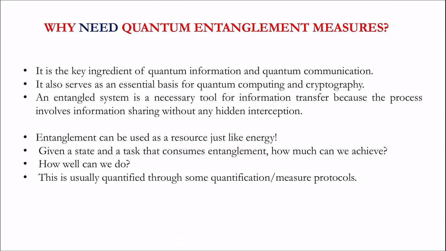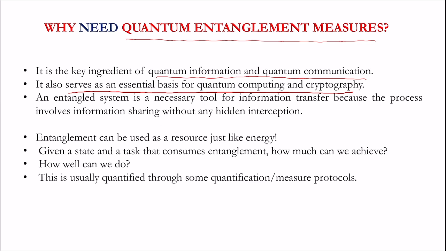Now the question is why we need quantum entanglement measures. First of all, it is the key ingredient of quantum information and quantum communication. Quantum entanglement measures serve as an essential basis for quantum computing and cryptography. An entangled system is a necessary tool for information transfer because the process involves information sharing without any hidden interception, which is basically the need. That is why quantum cryptography is so popular, because this hidden interception is not possible if we use quantum cryptography.